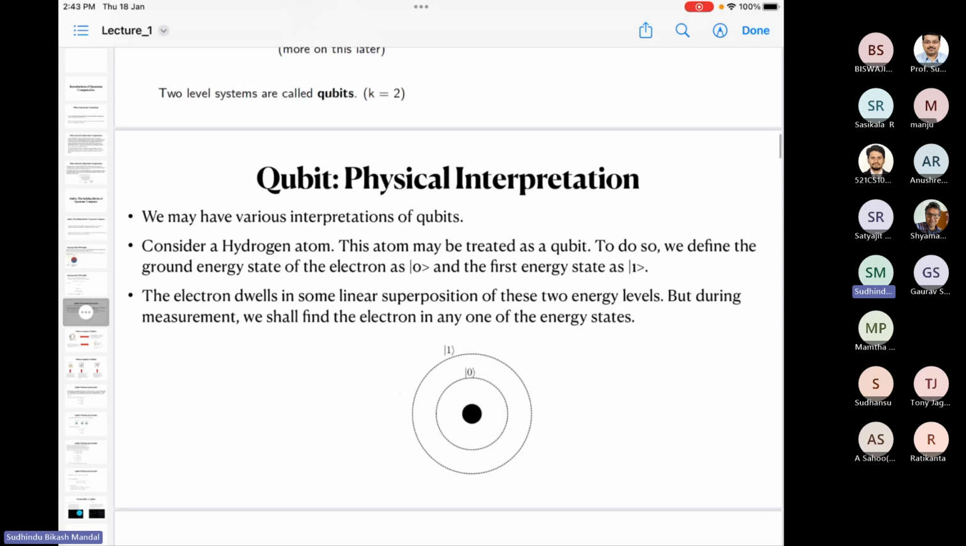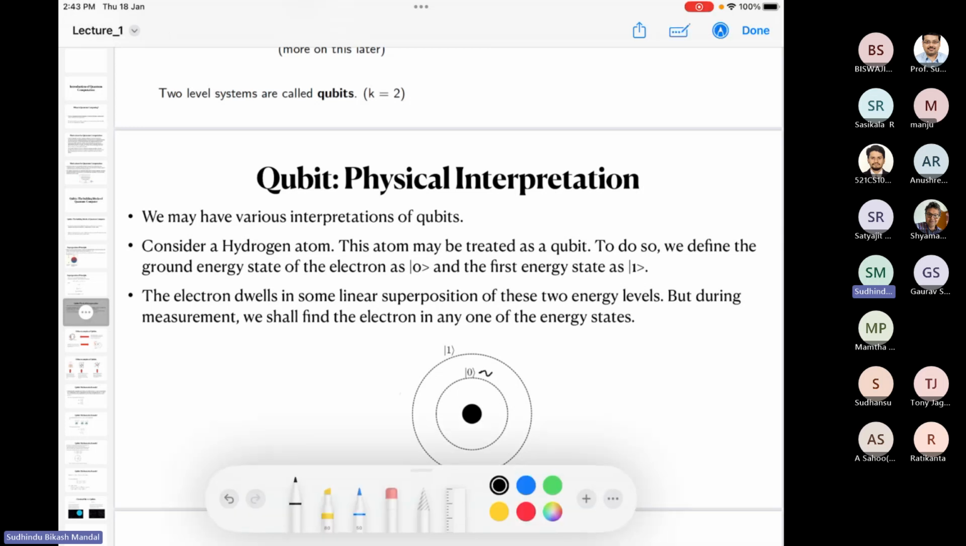And analogically, you can think about the hydrogen atom case. There are two orbitals, and the lower state is actually our zero state, and the outer orbital is the one state. And also a qubit can stay in a superposition state. Okay.